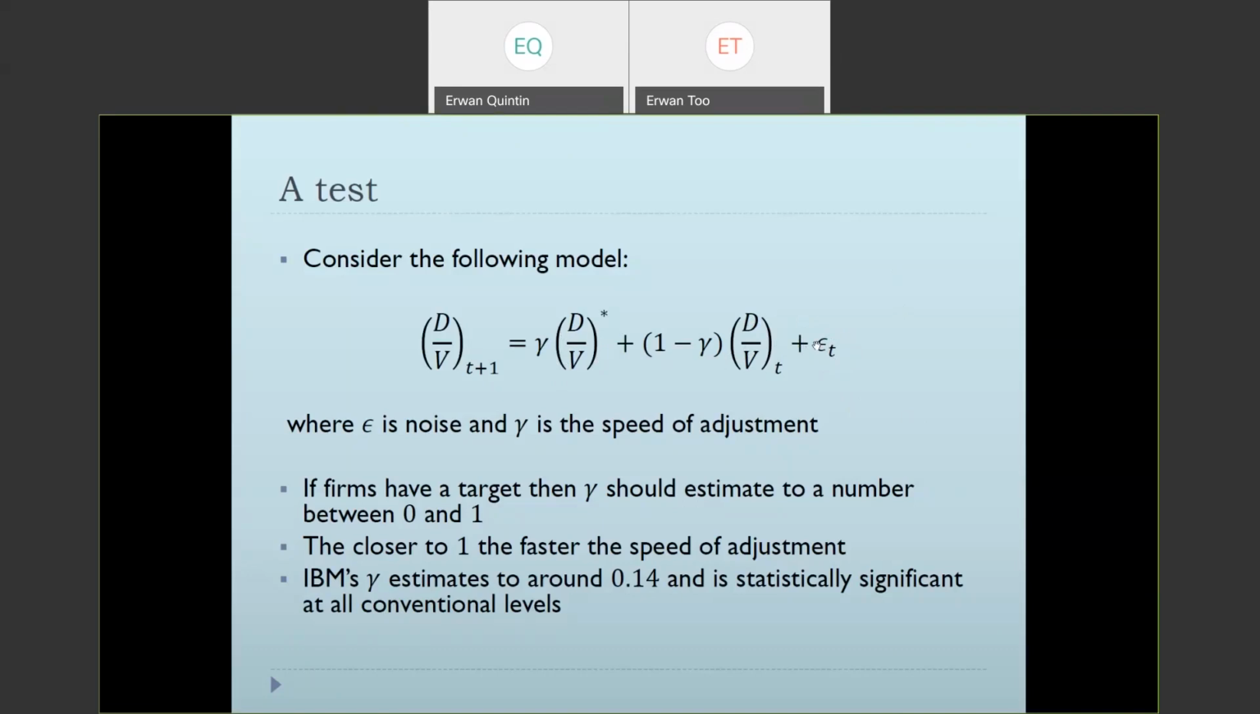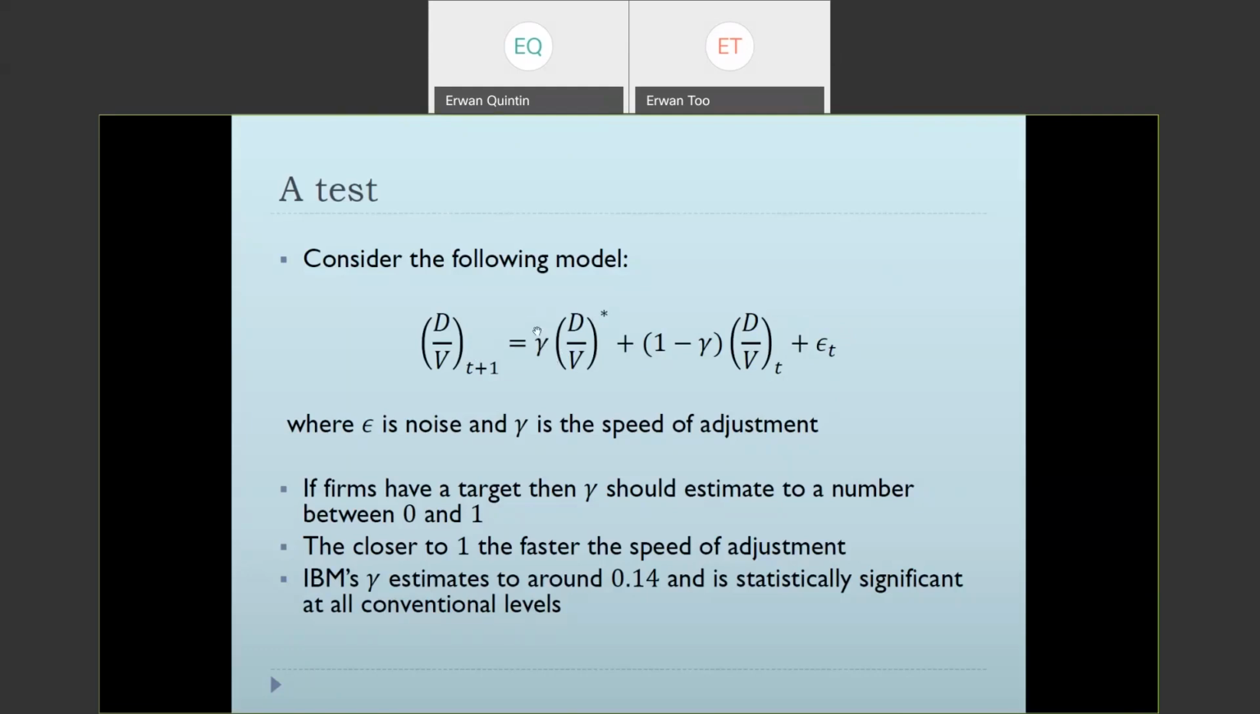So there's going to be all kinds of factors that are going to enter into this proposition. So then what would it mean that a corporation has a tendency to gravitate around and towards a long-term target? It will mean that gamma is some number strictly between 0 and 1, right?